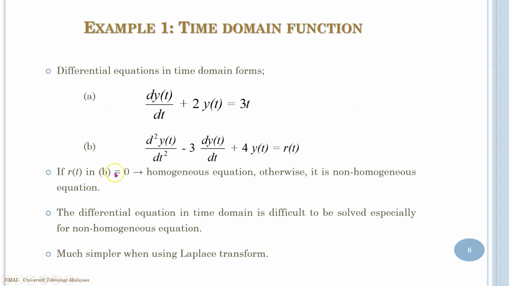for this x and also y. Okay, so for the differential equation in time domain forms, these are some examples of differential equations for the first order and also second order. So basically, if you recall your knowledge, to solve this differential equation in time domain will be quite complex, right? It will be more difficult if, for example, you see question B here, if R(t) here is not equal to 0. If it is equal to 0, we call it a homogeneous equation. If it is a non-zero value, it is a non-homogeneous equation. So it will be more difficult to solve the non-homogeneous differential equation. So that is why we use Laplace transform, which is much simpler to solve this kind of differential equations.